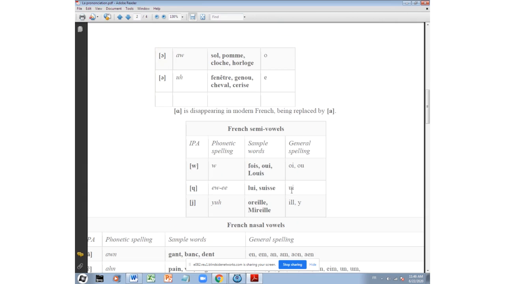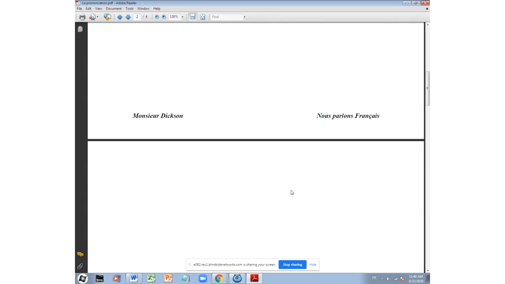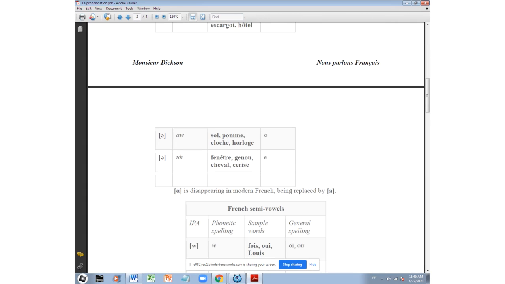We have now the O, the O. So we say sol, pomme, cloche, horloge. Je répète, sol, pomme, cloche, horloge.